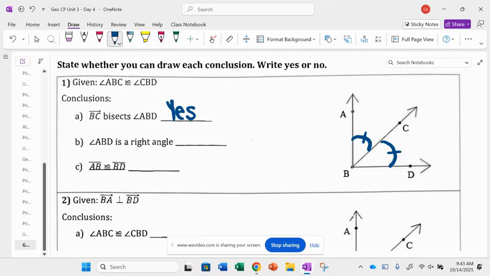All right, next one. Can we say angle ABD? Let's trace it. ABD. So they're looking at this big angle. Based only on the given information, nothing else, can we say angle ABD is a right angle? No, it didn't tell us anything to believe that. So even though it looks like a right angle, based on the given information, we can't make that conclusion. All right, would we be allowed to say that segment AB, so this segment right here, is congruent to segment BD? Is there anything that leads us to make that conclusion? No. So this again is a no.